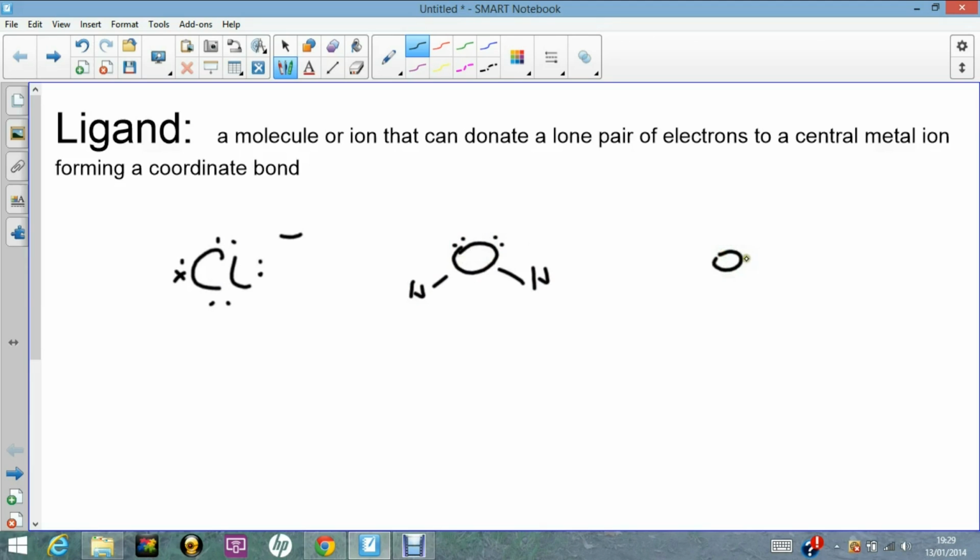Similarly, hydroxide will have lone pairs around the oxygen. It will use one to form a coordinate bond. And there are many other examples of ligands, but the key thing is they've got a lone pair of electrons that can form a coordinate bond. So if you think about a metal, such as nickel, if we take a water molecule, it can use one of its lone pairs to form a coordinate bond with that nickel. It's this lone pair that's donated into the d orbitals of the nickel ion.